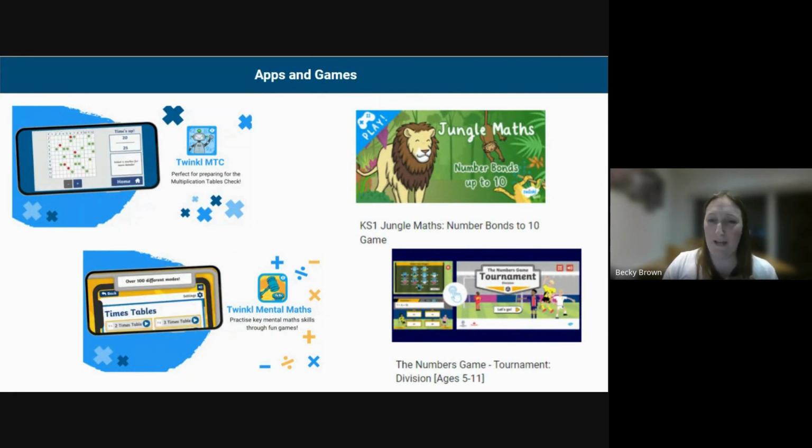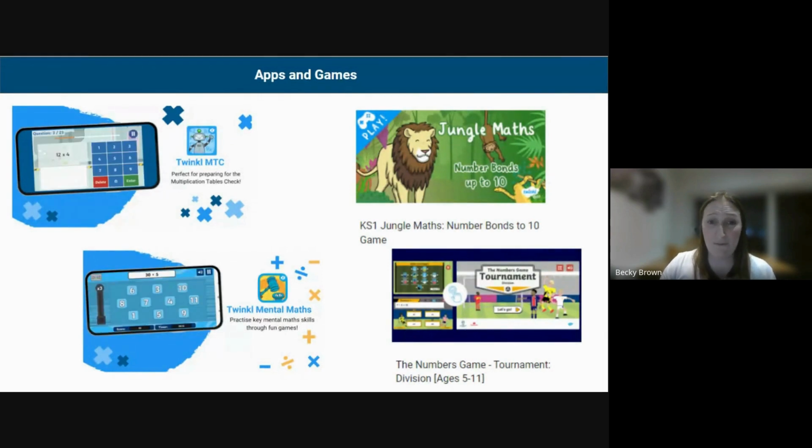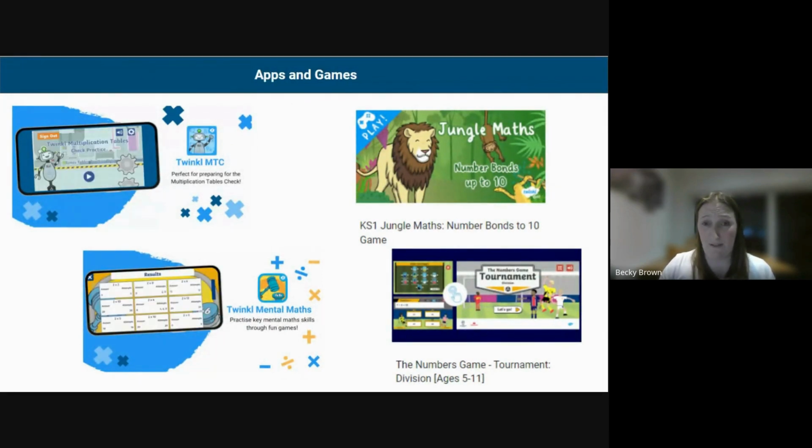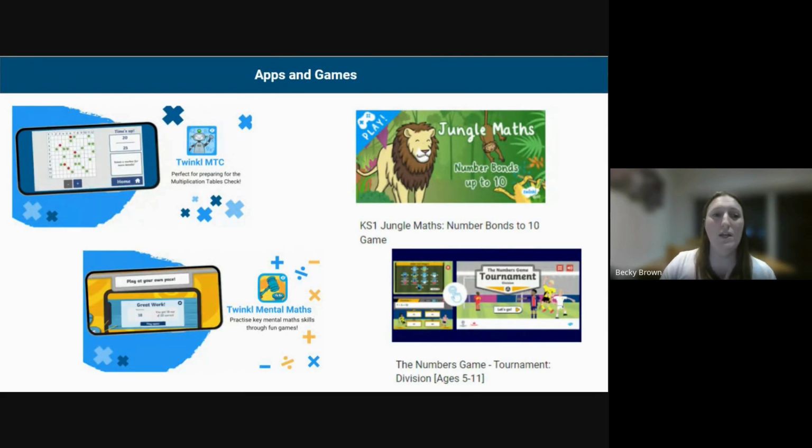So change it up a little bit, try to maybe do something different each day, get the children involved. They could probably come up with some games that they could play as well. So if you can get them involved, then that'd be really helpful as well.